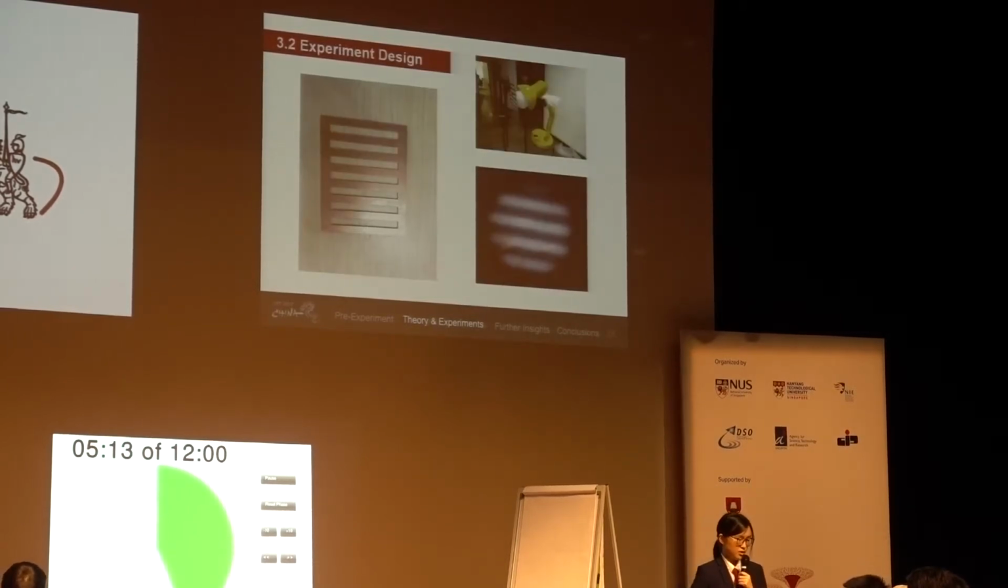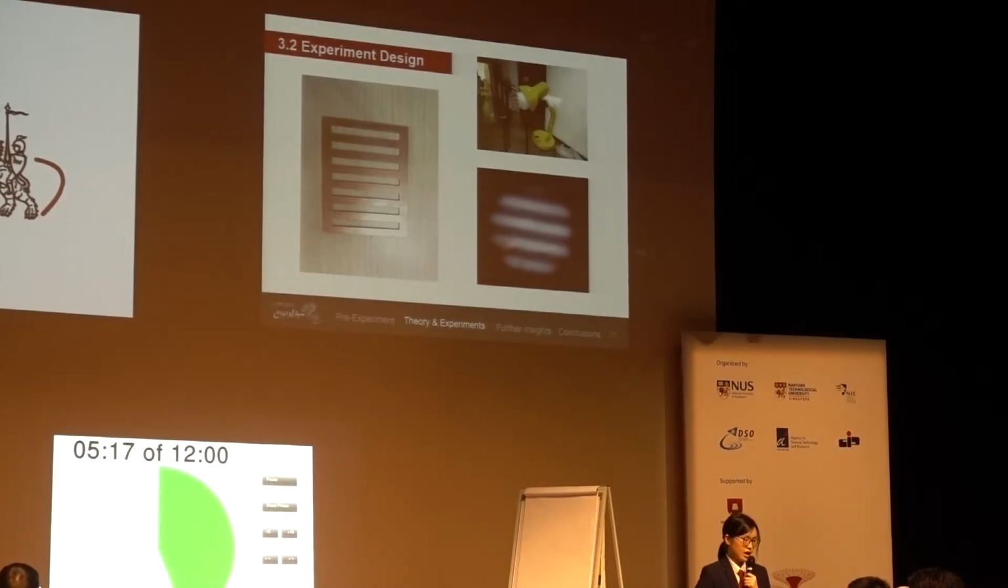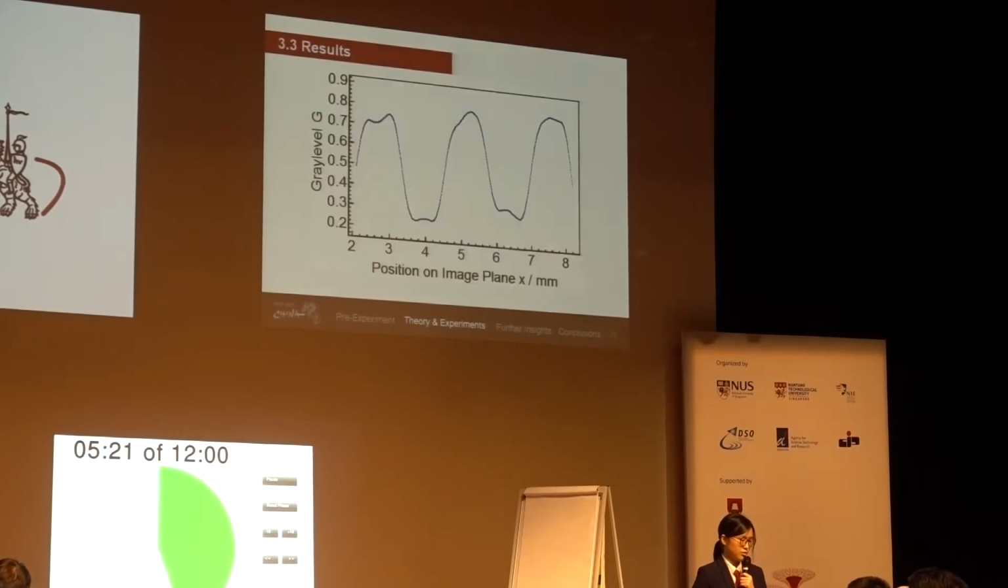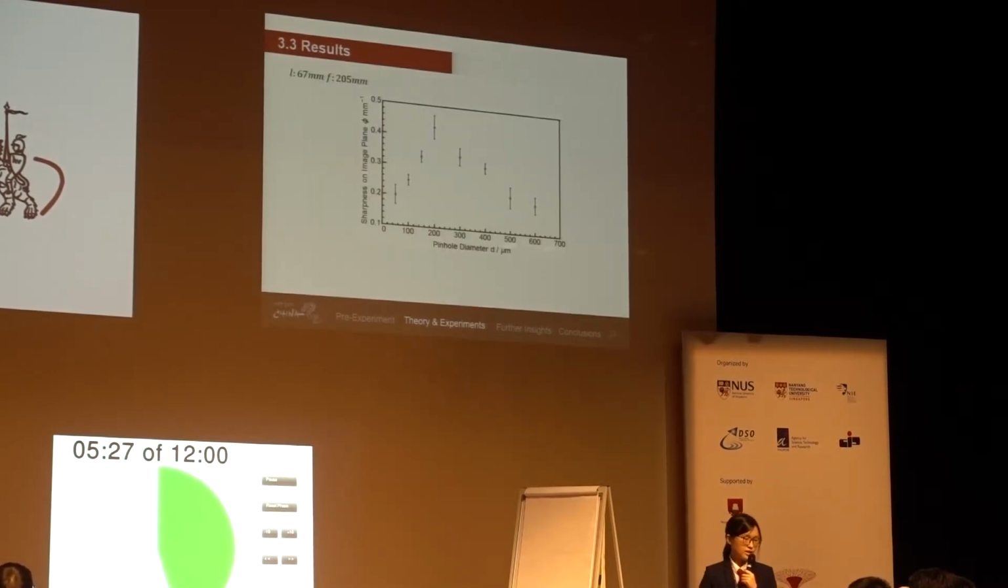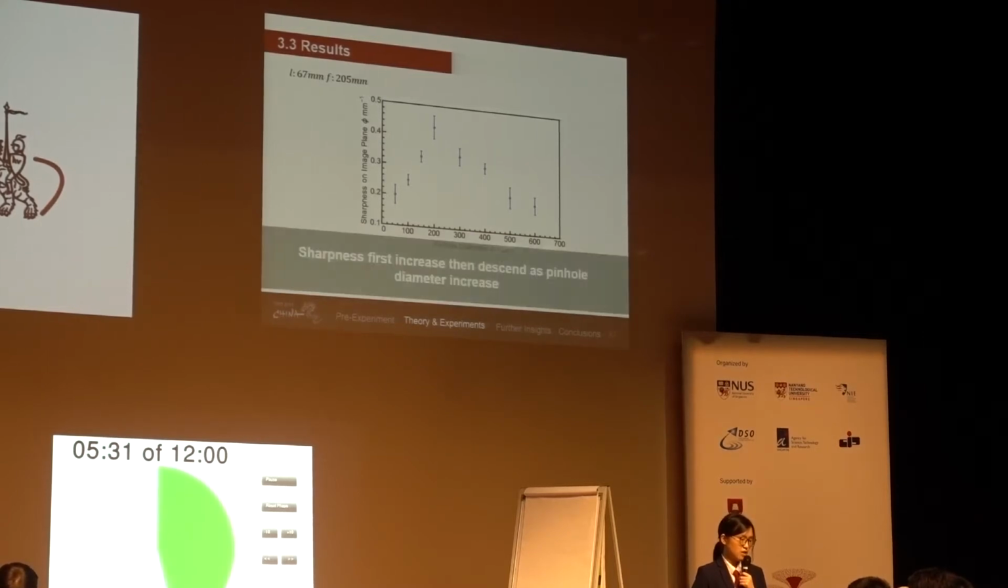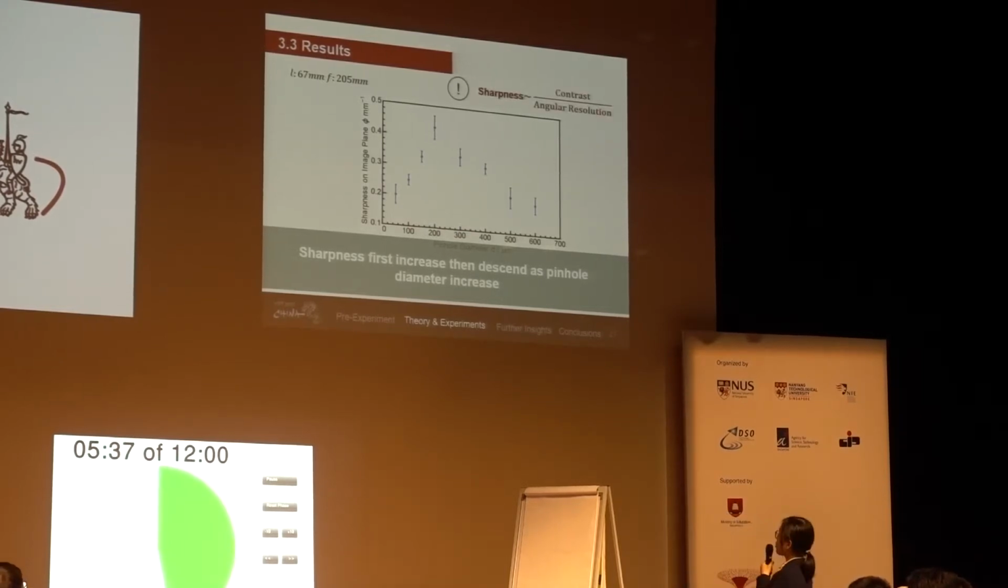So in each experiment, we use a board card with line pairs and record the final image using a camera, and we use Mathematica to obtain the gray level distribution and calculate the sharpness of the image. We can calculate sharpness from this image. And here's the result we get. We changed the diameter of the pinhole and found that the sharpness first increased, then decreased as the pinhole diameter increased. So notice that sharpness has a correlation with both contrast and angular resolution.